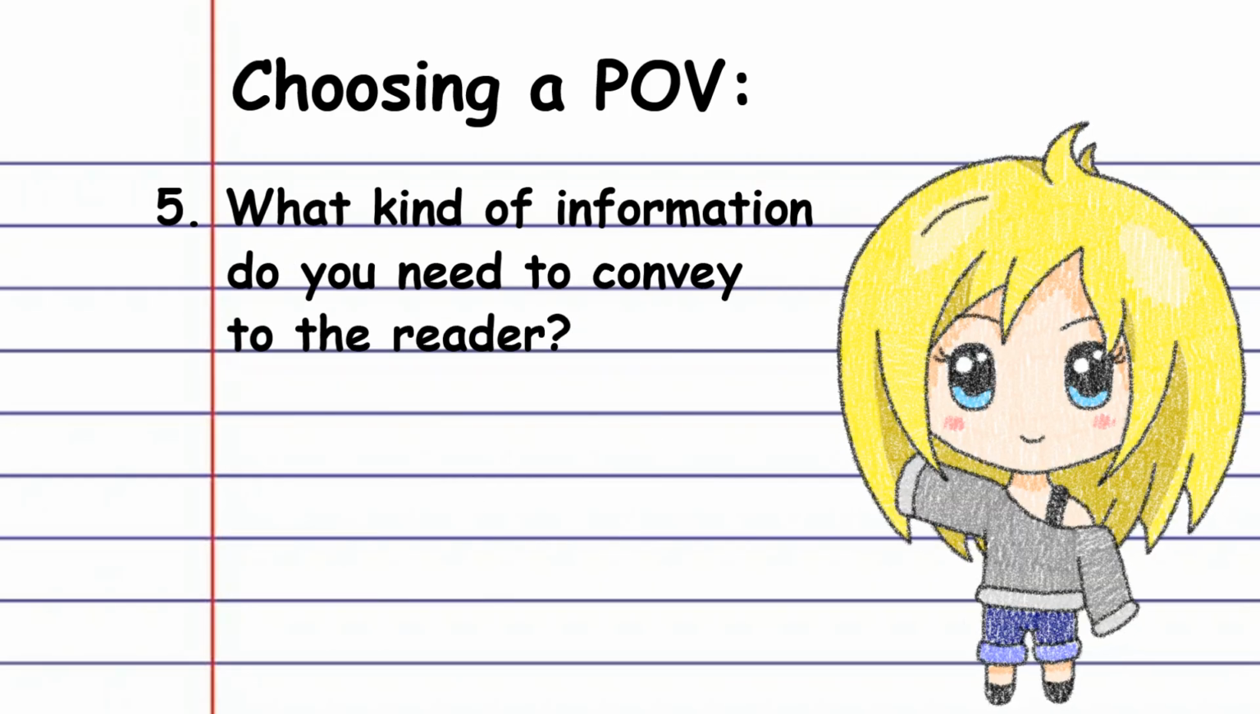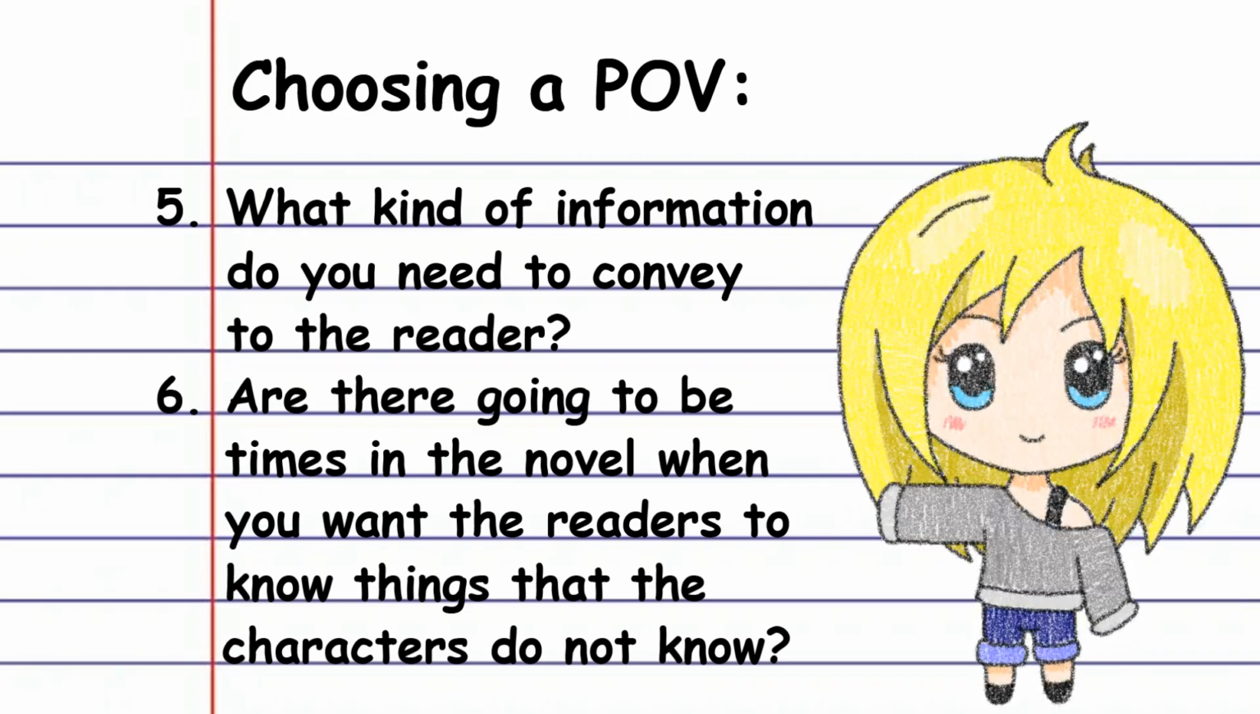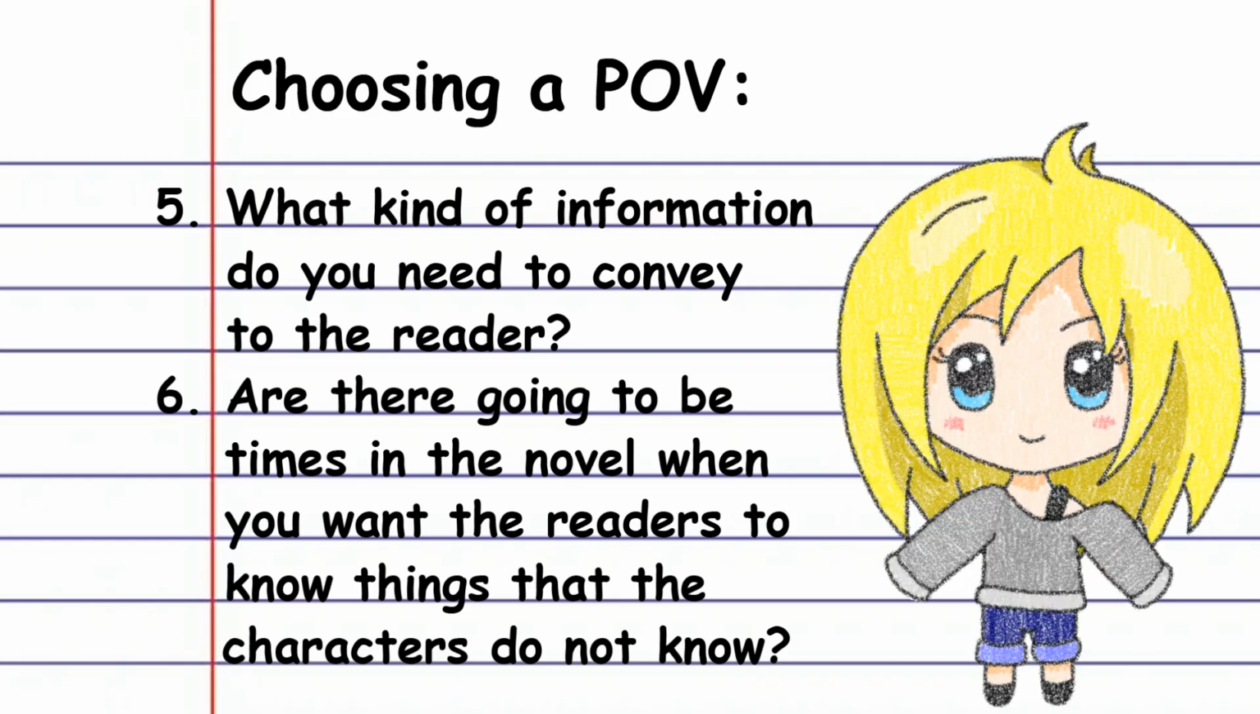You also need to consider what kind of information you need to convey to the reader. Are there going to be times throughout the novel where you want the reader to know things that the characters in the novel do not know? In which case, first person wouldn't really work, because with first person narrative you can only really convey the thoughts and feelings of the character who is narrating the story.